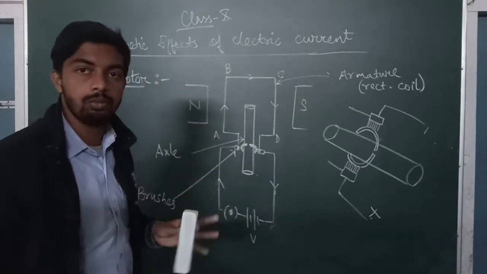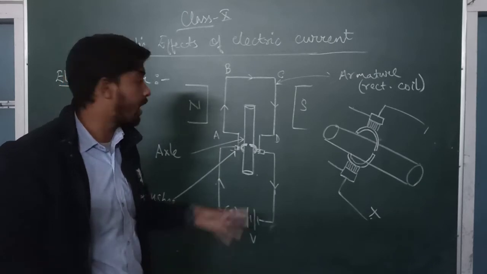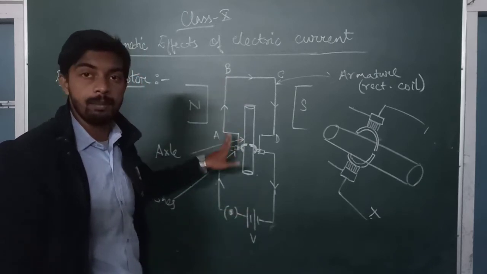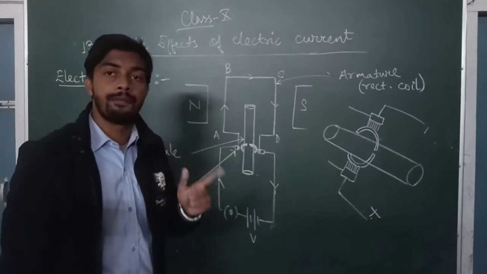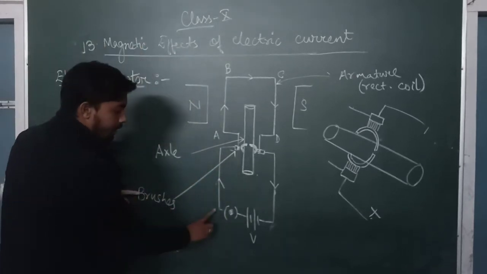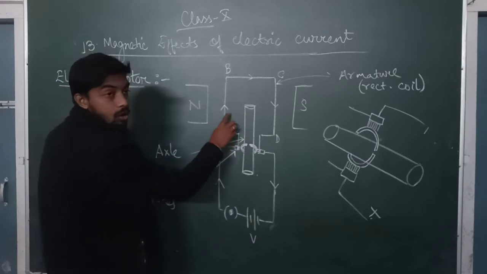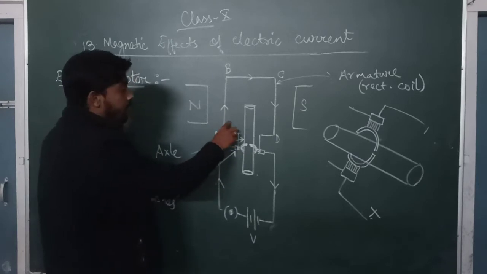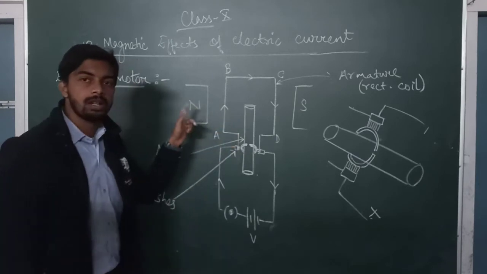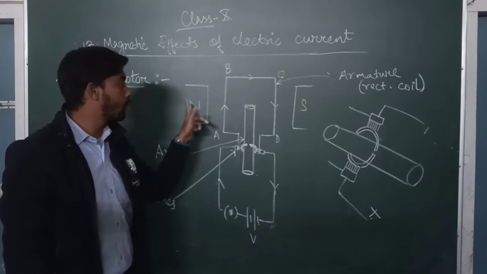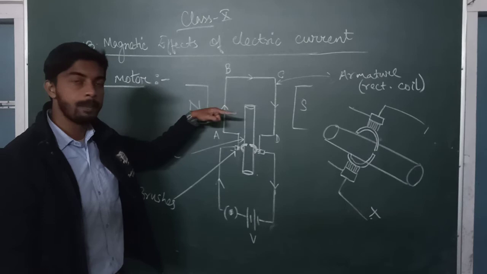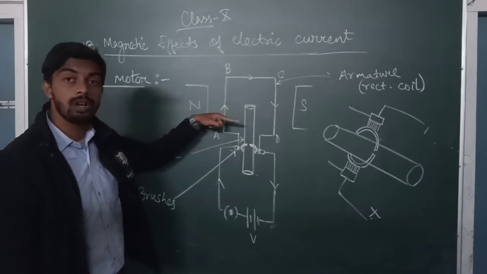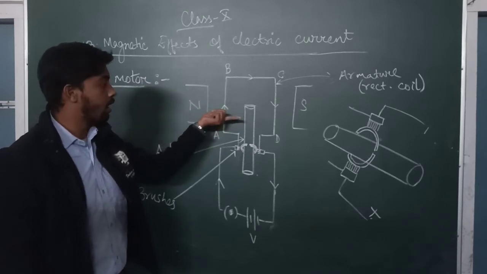Now first we will consider the direction of current in side AB. Here we will apply Fleming's left hand rule. Current is flowing through the circuit, going to the coil. This is our coil armature. Now see here, the magnetic field is flowing from north to south. So this is our magnetic field, and then current is flowing upwards. The current is going up.